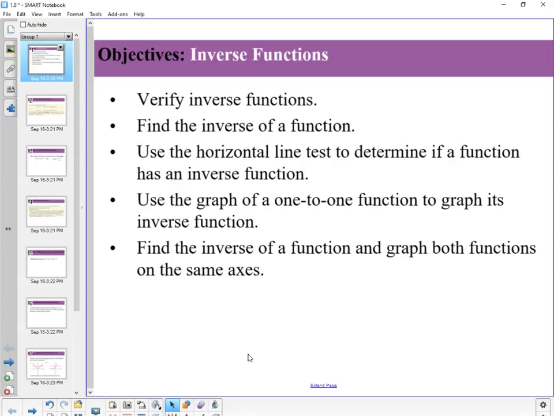Section 1.8 is going to be on inverse functions. By the end, hopefully you'll be able to verify inverse functions, find an inverse function, use the horizontal line test to see if it has an inverse function, use the graph of a one-to-one function to graph its inverse function, and then find the inverse of a function and graph both functions on the same axis. So we're going to throw some functions in your function so you can make some functions while you're trying to function.